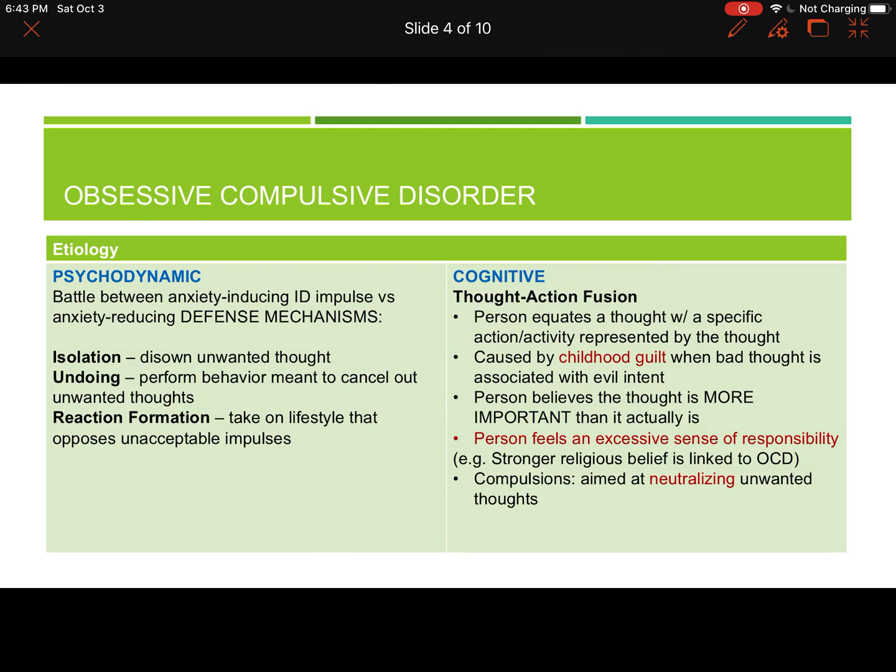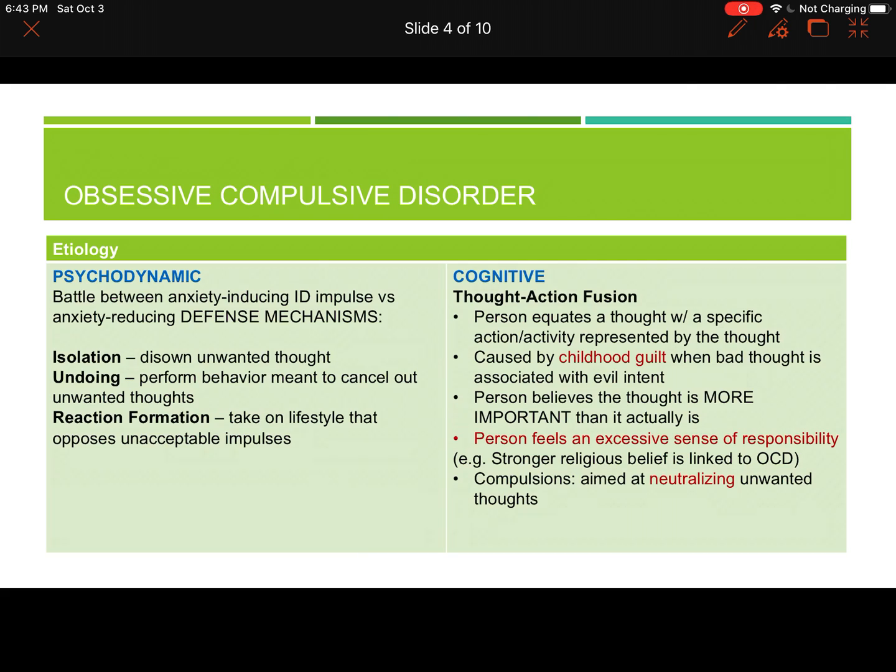So the following defense mechanisms are supposedly used. One is isolation, disowning the unwanted thought. Oh, that thought is not me. That's not mine. That's not who I am. Okay, so that's isolation. The next is undoing. So when we think bad thoughts, we want to try to undo that. So it's like erasing the bad thought. And how do we erase that? By performing a behavior to cancel out the unwanted thought.